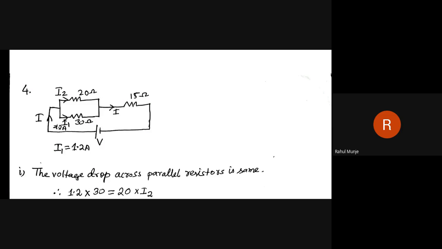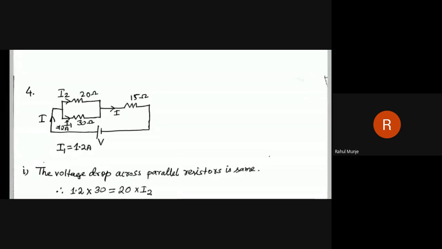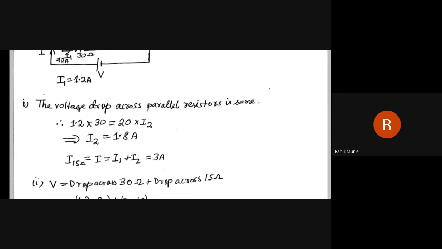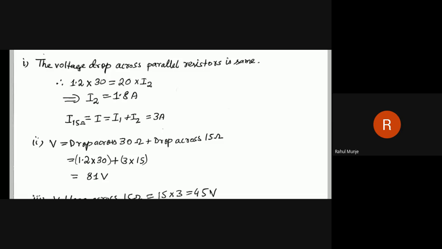They are adding up. I is the same current that is flowing through the series resistance, because in series the current remains the same and in parallel the current divides. So the divided currents I1 and I2 you just add up, and you will find whatever I is flowing through the 15 ohm. So that is our I15 that we have already found out.